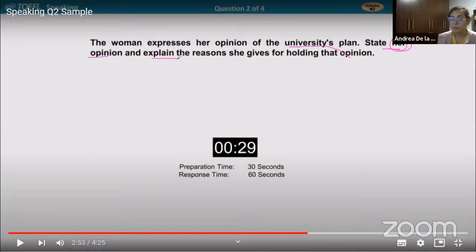So we won't talk about the preparation time. What we will talk about is the response time. And this is something that everybody has to do in the same way, right? So what do you guys have to do when you have to speak? What do you do when you speak? Let's see. But before we see that, any questions?